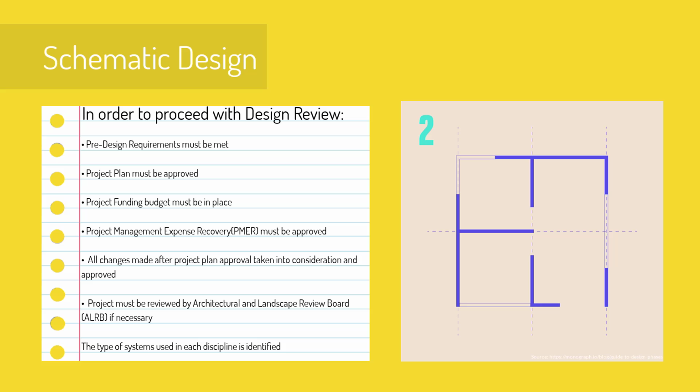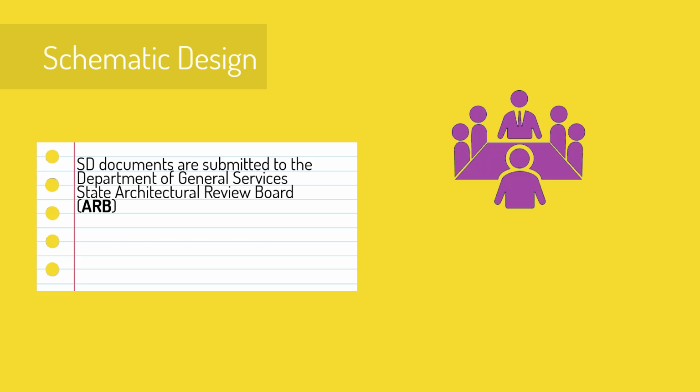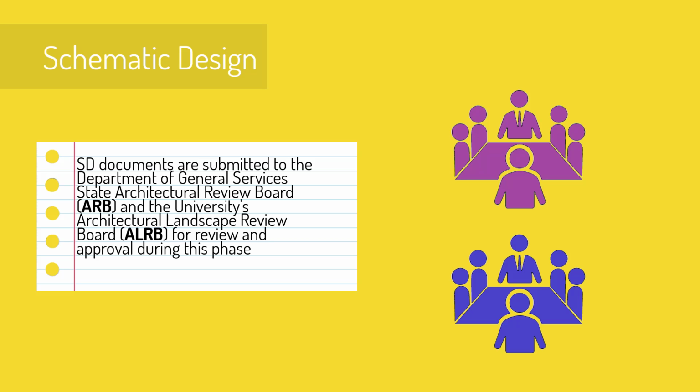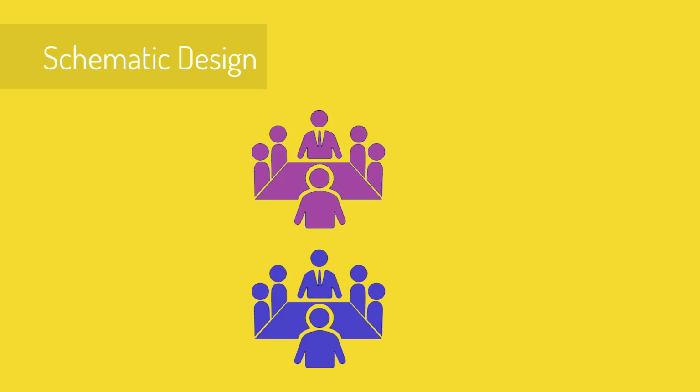The type of systems used in each discipline, such as civil, structural, architectural, interior design, plumbing, mechanical, and electrical, is identified in this phase. SD documents are submitted to the Department of General Services State Architectural Review Board, or ARB, and the university's Architectural Landscape Review Board, ALRB, for review and approval during this phase.